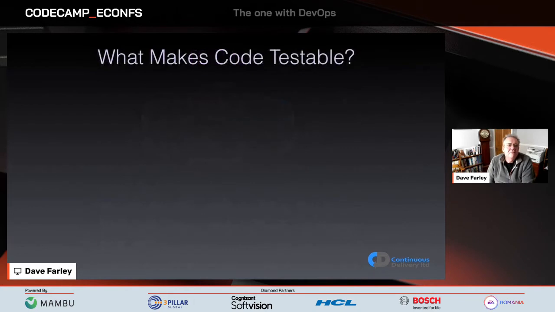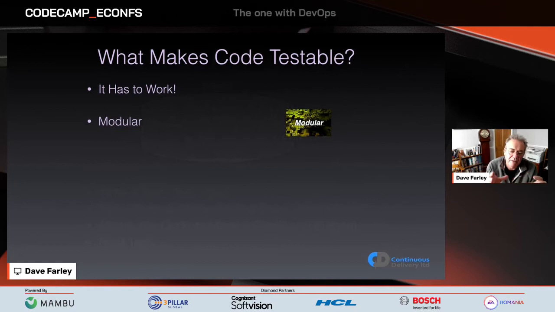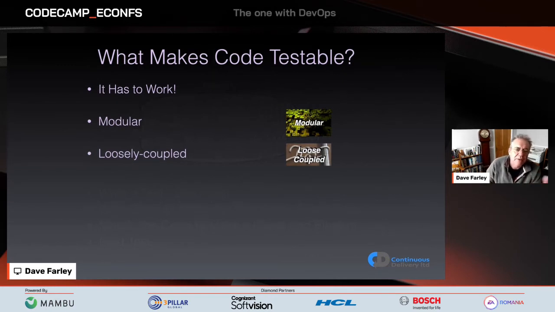And then what is it that makes code testable? Well, it has to work. Obviously, the test is verifying that the code has to work. It's modular because we need to be able to test pieces of the code in isolation from one another to be able to control the variables sufficiently to see how things really work. And it's loosely coupled so that I can deal with one part of the system without bringing in lots and lots of other parts of the system and having horribly complicated setup in my test cases.